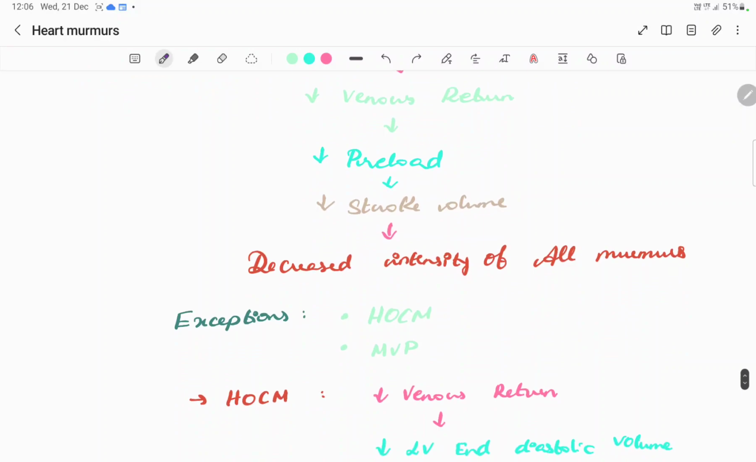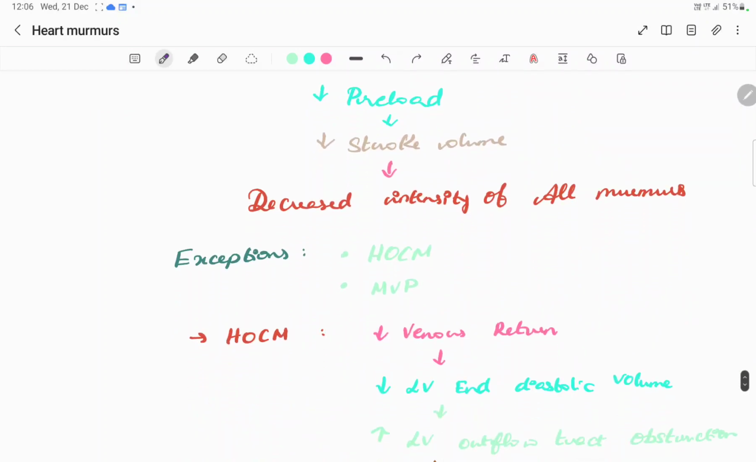So if there is a decreased venous return, decreased preload, decreased stroke volume. So if the blood that is going to go out is going to reduce, there is going to be a decreased intensity of all the murmurs. There it was increase in intensity of all murmurs. Here it is a decreased intensity of all murmurs. Again, it has two exceptions, which is the same.